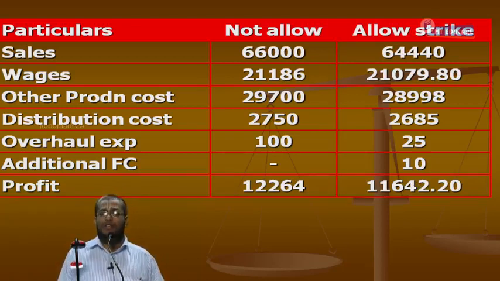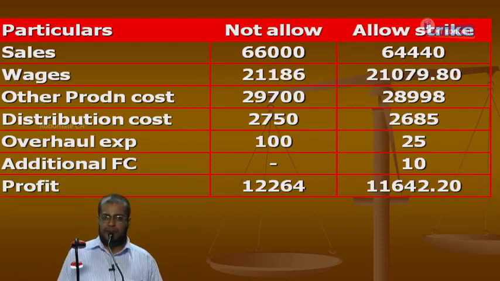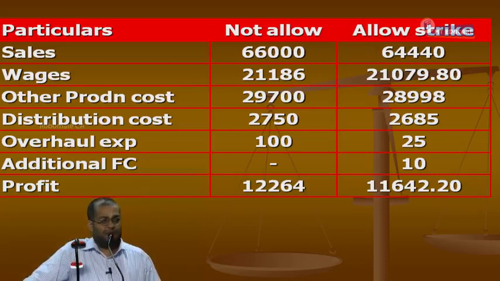Or, telling it in thousands now, what is that? 6,21,800. Likely to drop by 621.8 or 6,21,800. Hence, recommended, tell me what is the recommendation? Hence, recommended not to allow the strike.